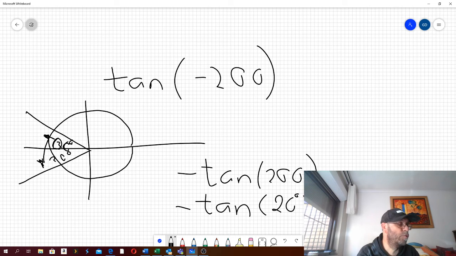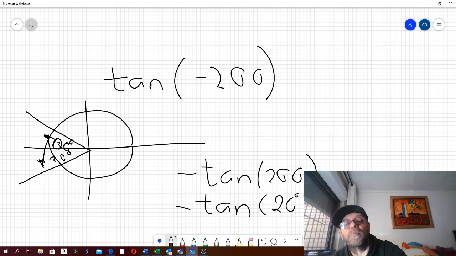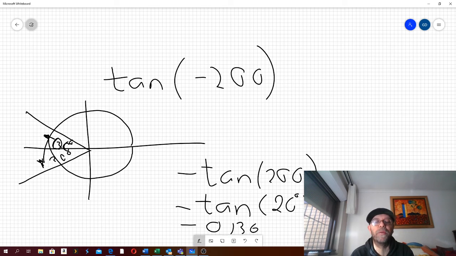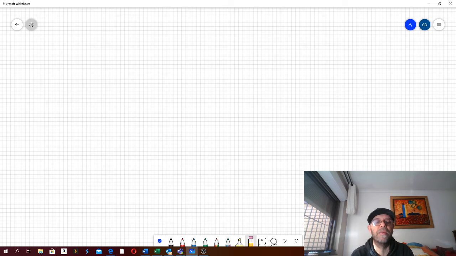Tan of 20 in degree mode is 0.36. There we go. Sorry, 0.36 if you round. So the answer here will be negative 0.36. Do you see how careful you've got to be with the negatives and which mode you're in? So many little things in trig go wrong if you're not aware of what you're doing. Make sure you keep these things very organized in your head as you work with them.